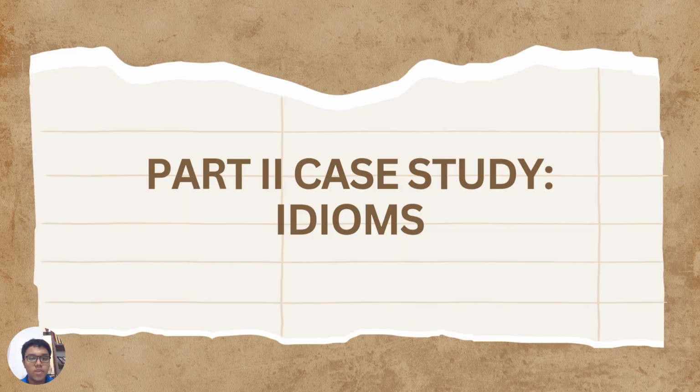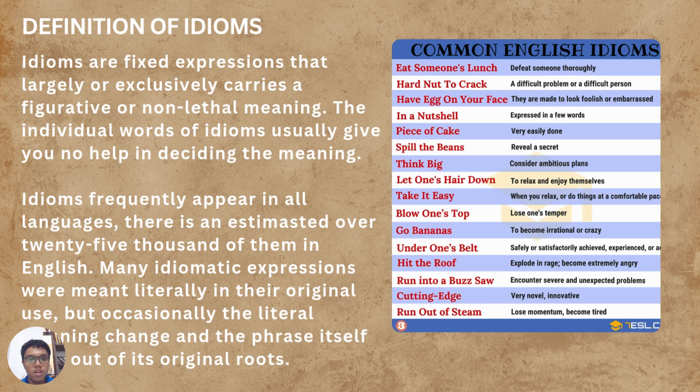Part two, we're going to do a case study about idioms. Definition of idioms: idioms are fixed expressions that largely or exclusively carry a figurative or non-literal meaning. The individual words of idioms usually give you no help in deciding the meaning. So basically, they're like hyperboles, used to express a certain feeling a person feels. So it's not exactly that they have a meaning, but more just an expression or figure.